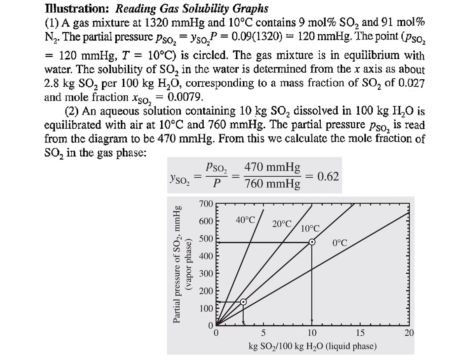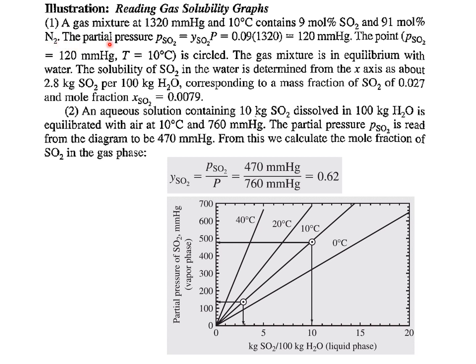Then let me read the gas solubility graph. Here is the same graph for the mixture of SO2 in water, and we have 4 different isotherms in the partial pressure versus composition diagram. Let me follow the illustration statement. Case number 1: a gas mixture at 1320 mmHg and 10 Celsius degree. So this is the total pressure, and this is the temperature. It contains 9 mole percent SO2 and 91 mole percent nitrogen.